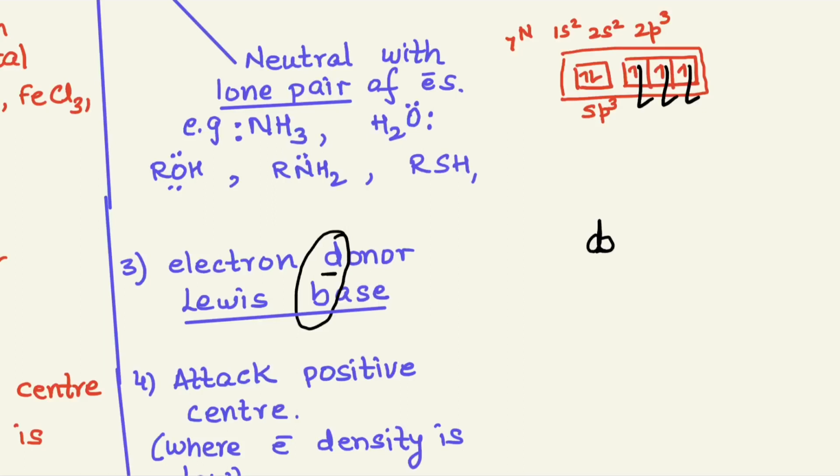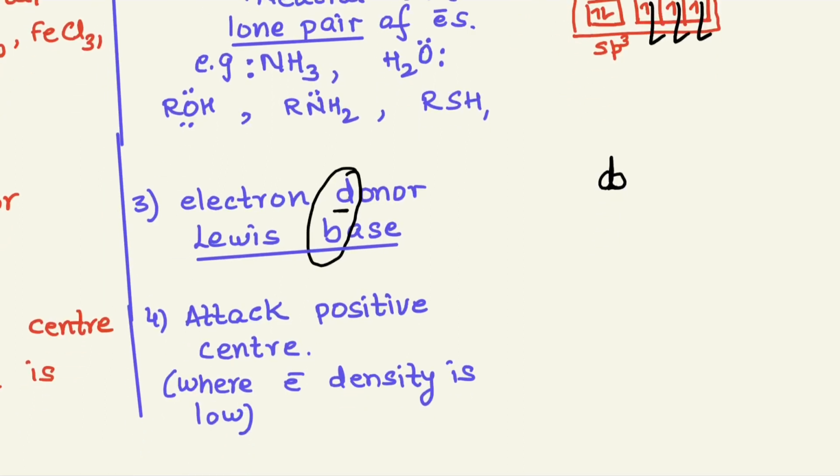Now, since they themselves are negatively charged, where will they attack the substrate molecule? Yes, of course, at the point where electron density is low. Remember, opposites attract in nature.